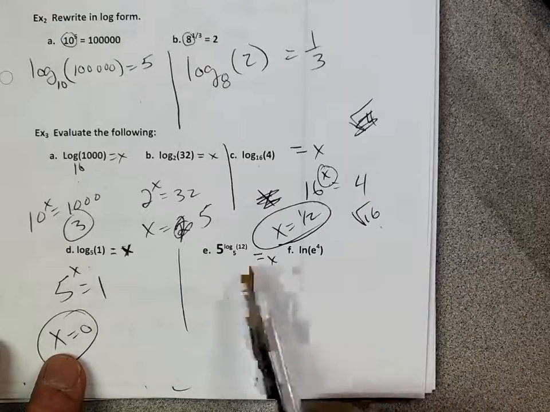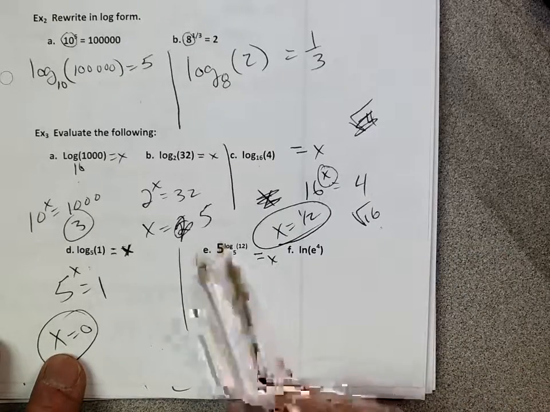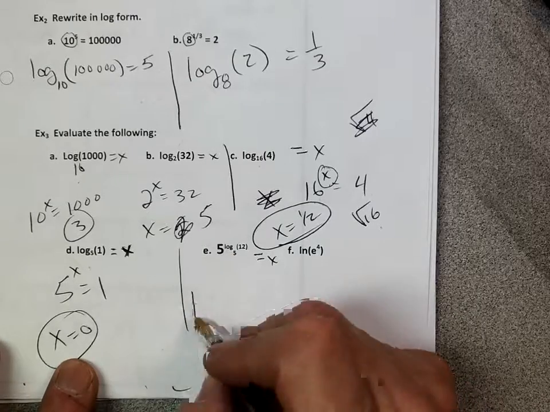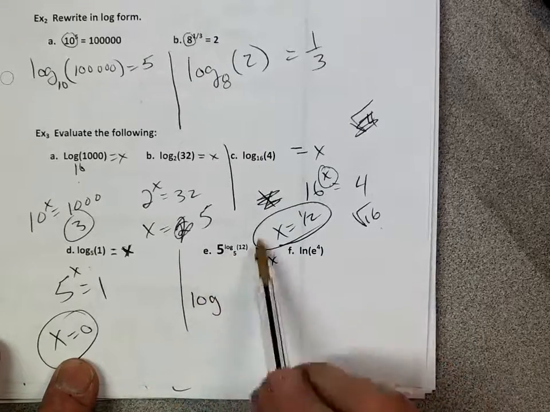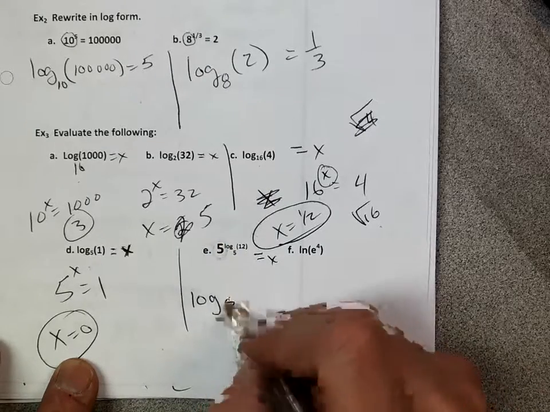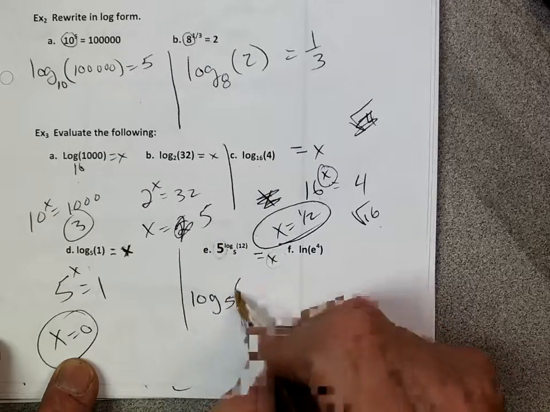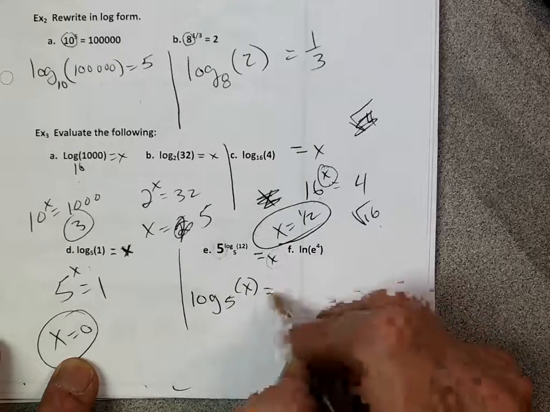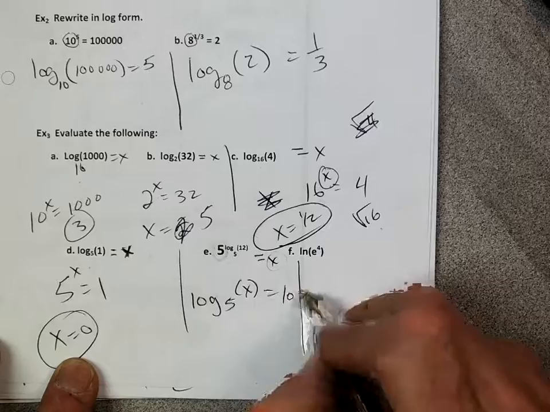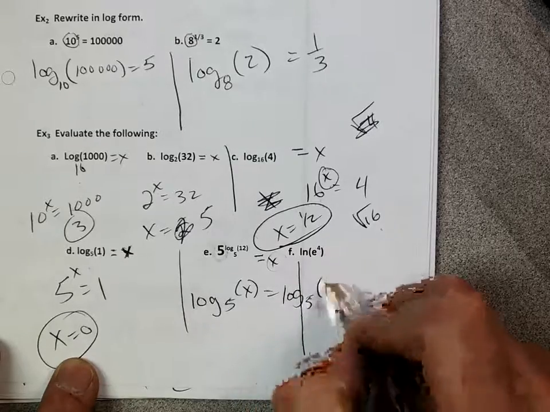Okay, good. Now it's in exponential, so let's change to log form. So we'll go log. What's my base? It's this base 5, right? Log base 5 of the answer, which is x, equals what's the exponent, which is log base 5 of 12. I'm out of room. So what's x have to be?